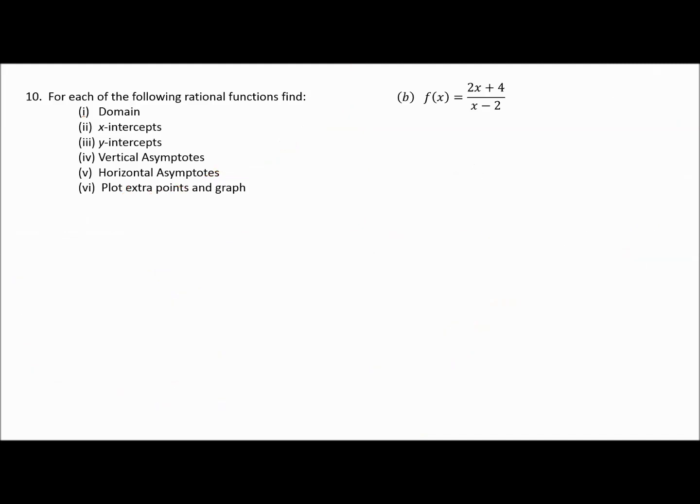So let's try the next problem. B, 2x plus 4 over x minus 2. Notice that looks very similar to the last problem we did, but it is slightly different. So we're going to find the domain.